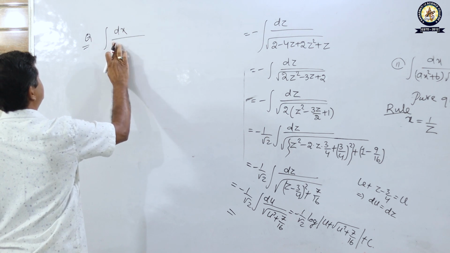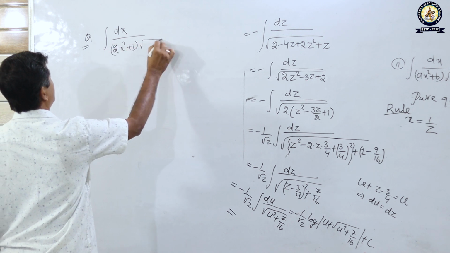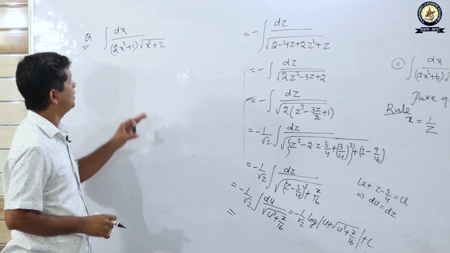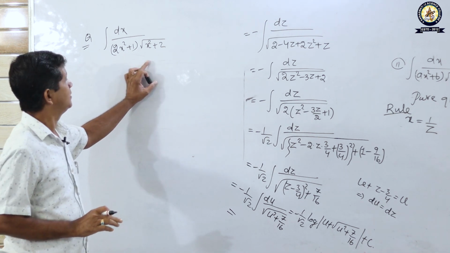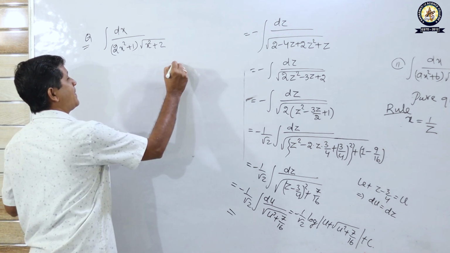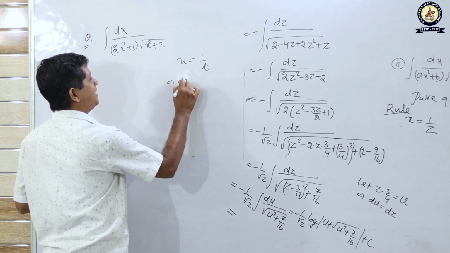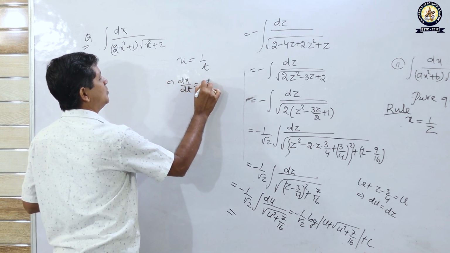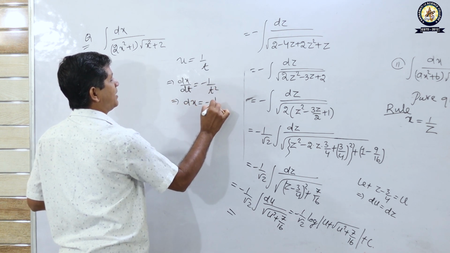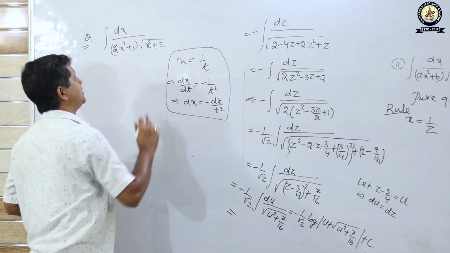dx by (2x square plus 1) into root over of x square plus 2. Here it is pure quadratic, only x square. So put x is equal to 1 by t or 1 by z. Let us take x is equal to 1 by t. So what about dx by dt? dx by dt is equal to minus 1 by t square. So dx is equal to minus dt by t square, right?